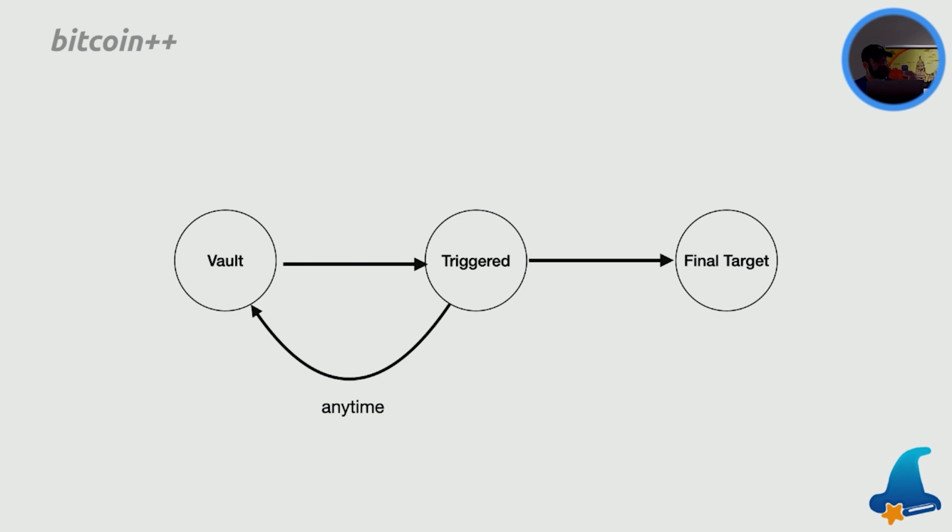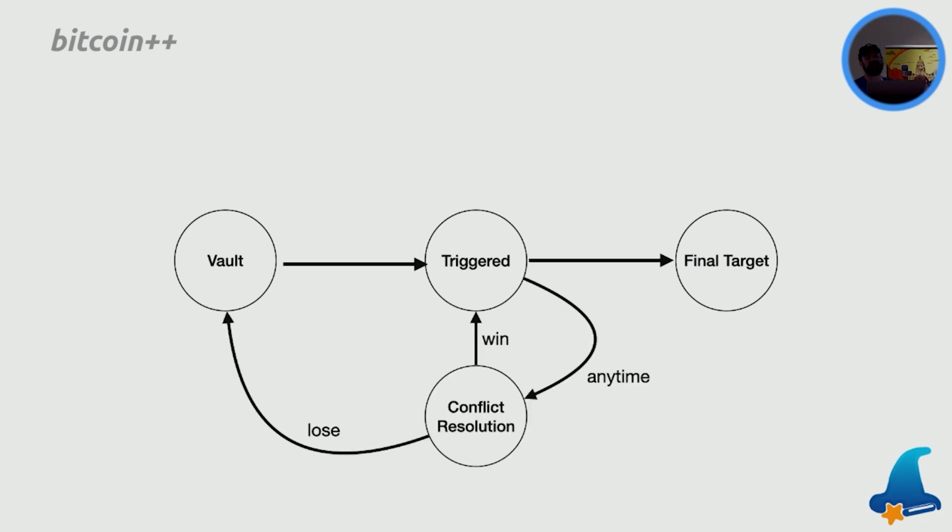One of them is, instead of this cancellation step just sending stuff immediately back to the vault, maybe this cancellation step actually sends you to another state machine that does a more complex conflict resolution. And in this conflict resolution step, if somebody wins, then you kind of go back to the trigger state and you're waiting on a time lock. And if somebody loses, then you just revault the coins. This is like a generalized version of a vault.